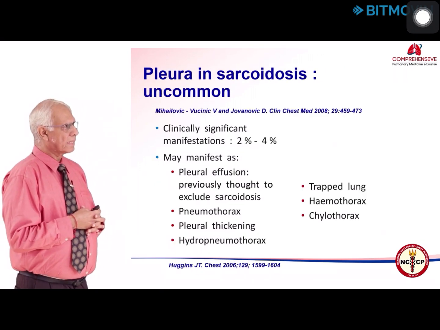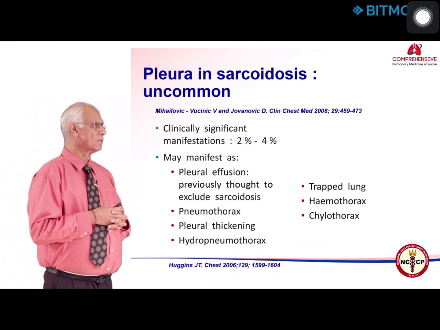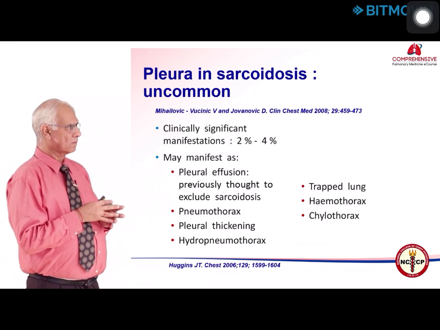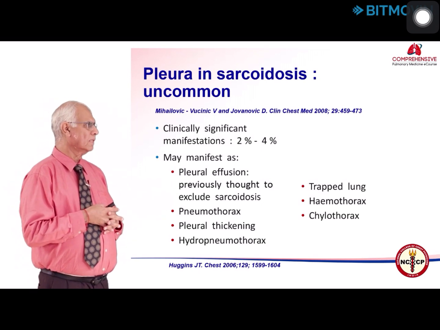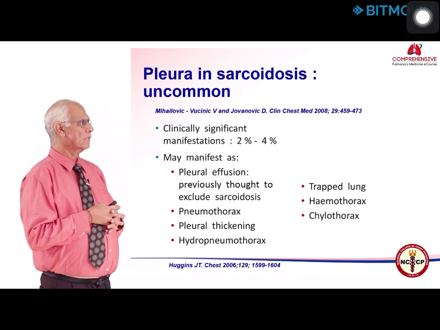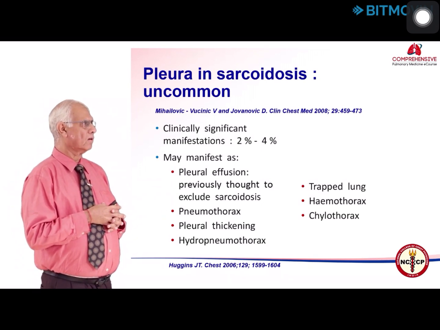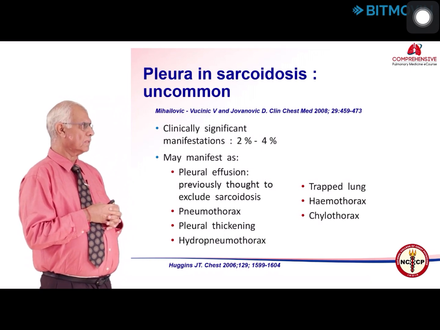Now, pleura is very rarely involved. When we were students, we were taught that if the pleura is involved, this is not sarcoidosis, but this is not true any longer. It doesn't hold at all. There's clinically significant manifestation of pleural involvement in 2 to 4% of the subjects.